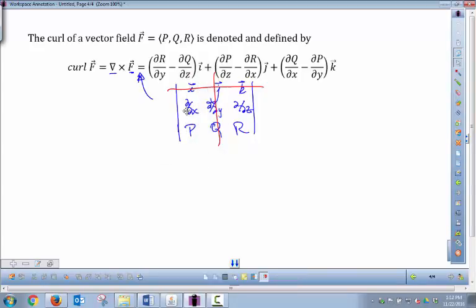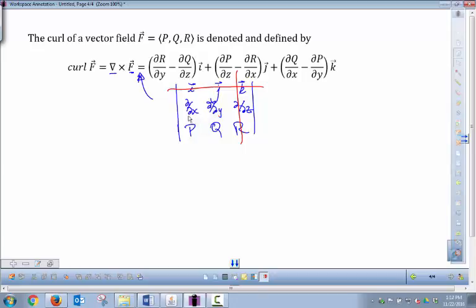In the j direction, it would be negative of the partial of r with respect to x minus the partial of p with respect to z. And you see that this is positive, but the 2 partials that I mentioned were mentioned the other way. So you can think about that negative being distributed. And then the last one, the partial of q with respect to x minus the partial of p with respect to y.